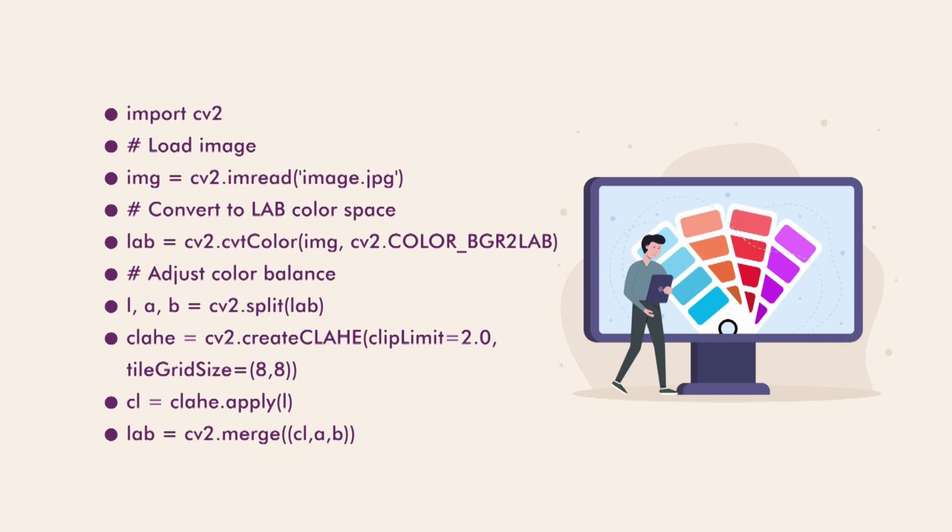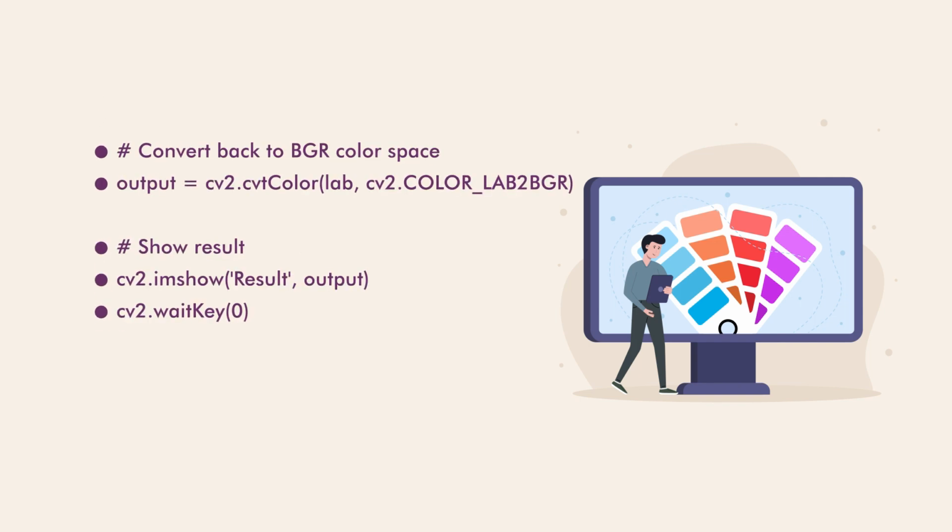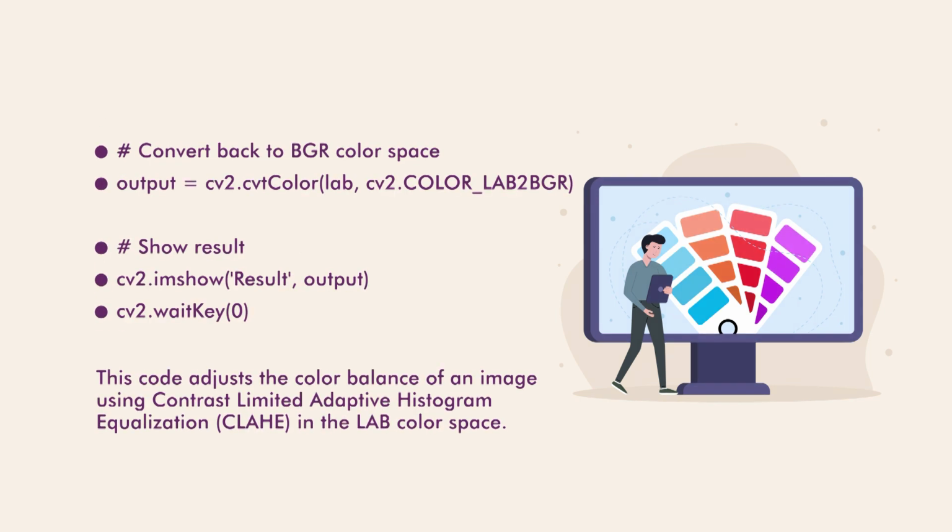We have to load the image, then convert to LAB color space. After that, we have to adjust the color balance, which is our primary goal. Then we have to convert back to the BGR color space, that is the original one, and show the result by using imshow. So, this code adjusts the color balance of an image using contrast limited adaptive histogram equalization in the LAB color space, which is the most commonly used technique.